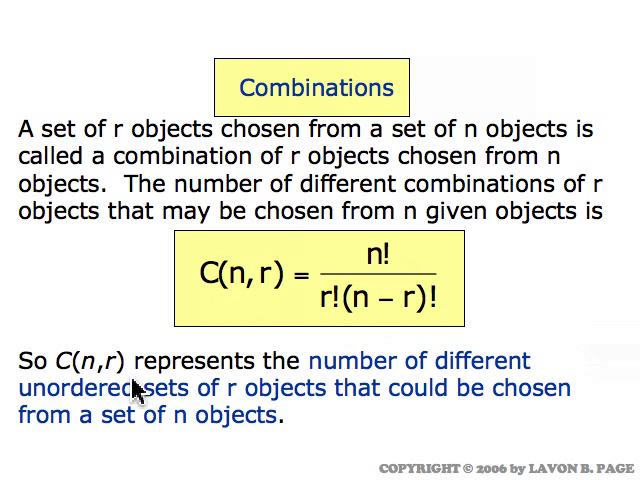So when you're counting combinations, you're in effect counting the number of different unordered sets of r objects that can be chosen from a set of n objects. So the fundamental difference in combinations and permutations is that when you're talking permutations, you're talking about ordered arrangements from a set. And when you're talking combinations, you're talking about just sets of objects which don't have any order associated with them.